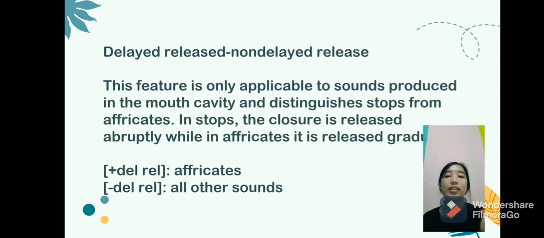We will go next. It's about delayed release and non-delayed release. This feature is only applicable to sounds produced in the mouth cavity and distinguishes stops from affricates. In stops, the closure is released abruptly, while in affricates, it is released gradually. So for the plus delayed release, it's about affricates, just like what I said before. For the minus delayed release, all the other sounds.